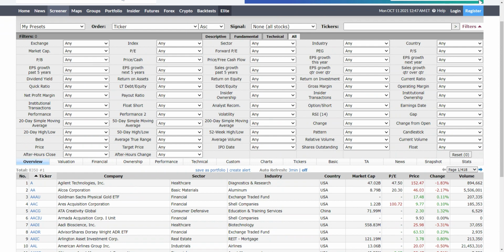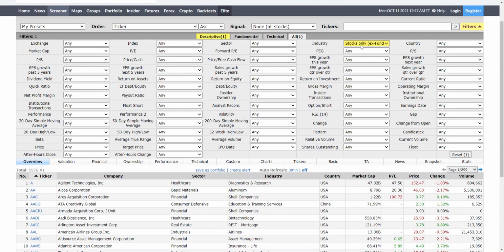So yeah, the first thing is this filter right here, the industry. So I'm only looking for stocks, okay? Only stocks. After that, it was the average volume. So what does the average volume mean? What does the average volume even mean?